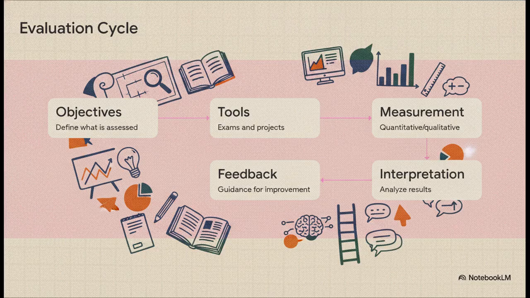Interestingly, educators often admit that the next 2 steps, interpretation and feedback, are kind of the hardest parts to get right, but they're absolutely crucial. You analyze the results and then provide actual, actionable guidance for improvement. You assess, measure, interpret, guide, and then start the whole shebang all over again.